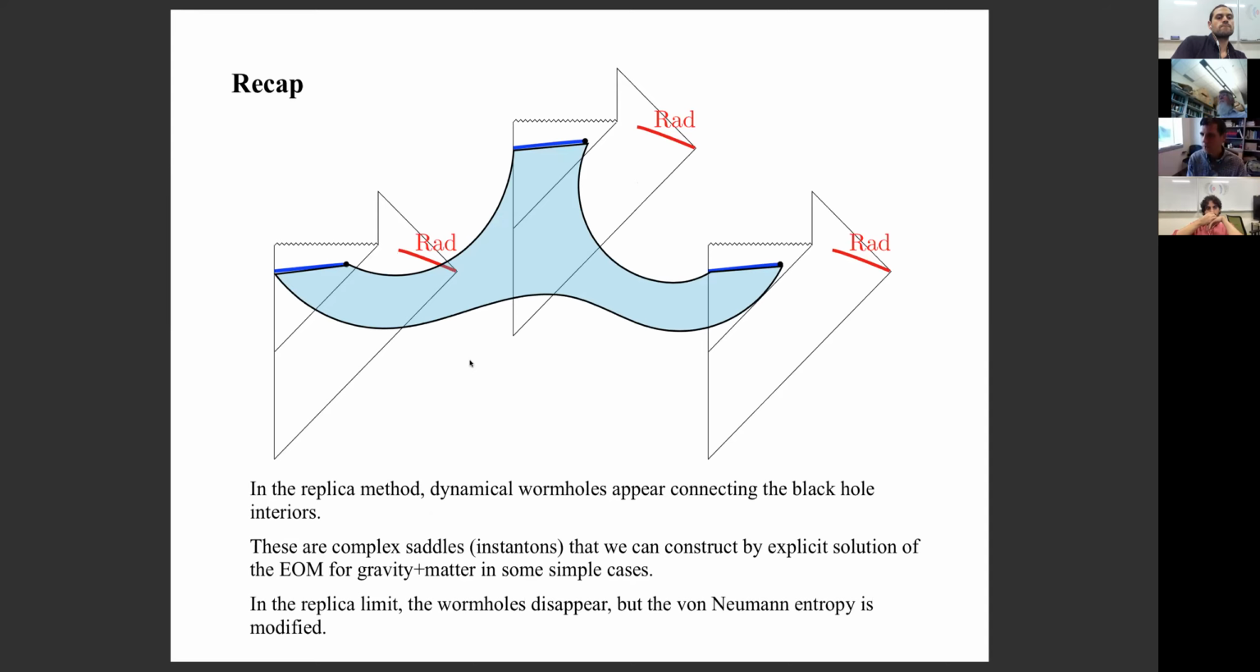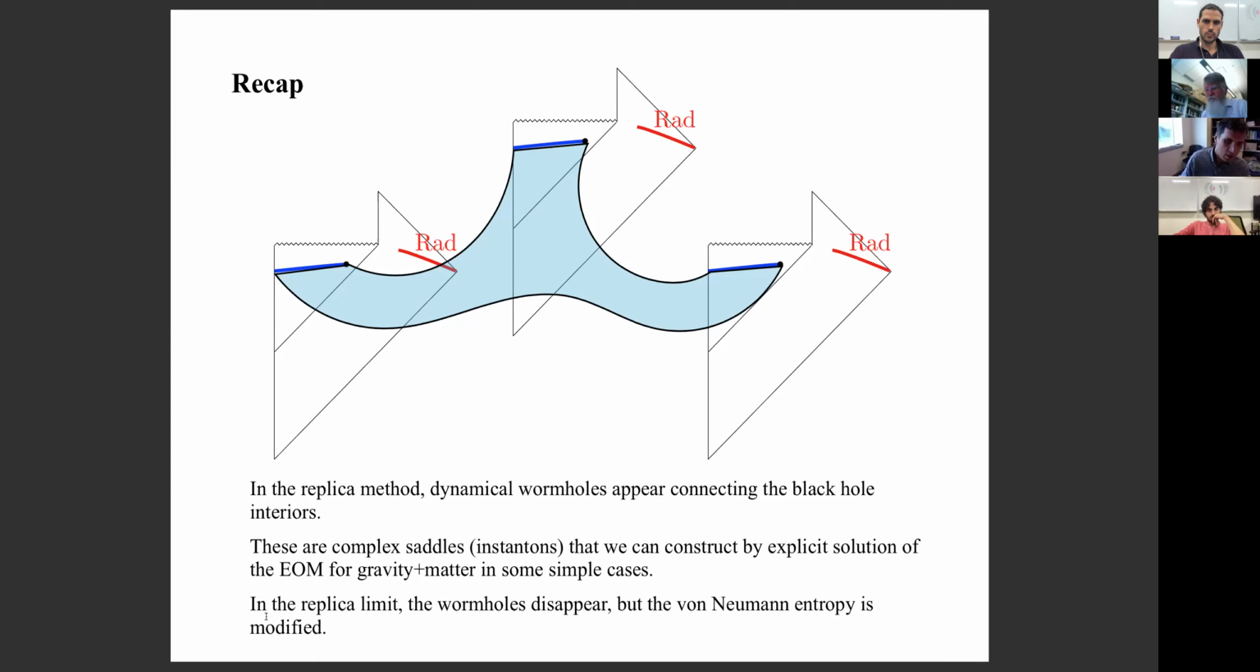To sort of recap, so let me recap this calculation. The point is that when you consider replicas, you have multiple copies of the black hole, and wormholes form joining the black hole interiors. So in the replica method, dynamical wormholes appear connecting the interiors. In evaporating black holes, these are complex saddles, which are similar to instantons, that we can construct by explicit solution of the equations of motion for gravity coupled to matter in some simple cases. So these are back-reacted solutions where the wormhole is supported by the quantum stress tensor of the matter fields coming from the Hawking radiation.